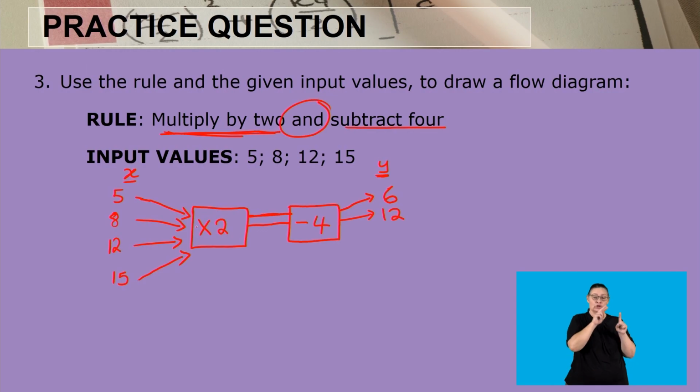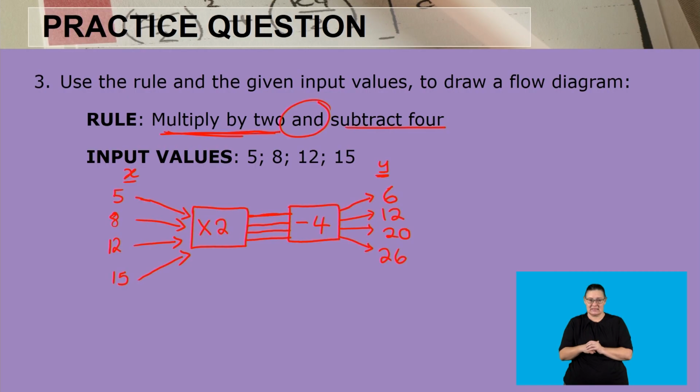Then we say 12 multiplied by 2, that is 24. Now that 24, we are going to subtract that 4, and our answer is going to be a 20. And lastly, we have 15 multiplied by 2, that is 30. And we are going to let that 30 now and subtract 4 from that 30. The answer is going to be a 26.